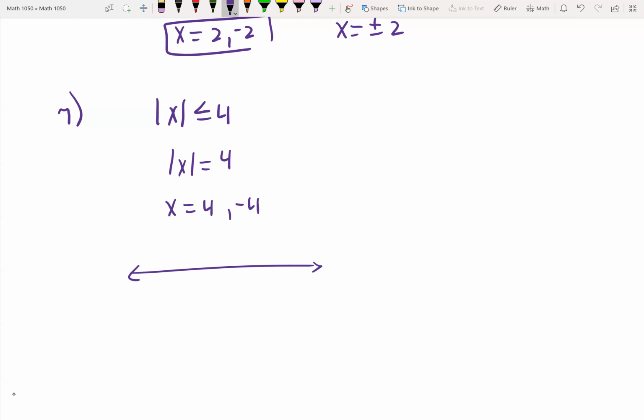Now I'm going to go to my number line. -4 over here, +4 over here. I have an equal sign, so they're closed, because I have an equal sign. And this is what tells me where to shade. So this is not the problem where I fill in the signs. If it's a less than with an absolute value, you automatically know to shade the inside. So in interval form, it's -4 to +4 with a bracket, and you're done.